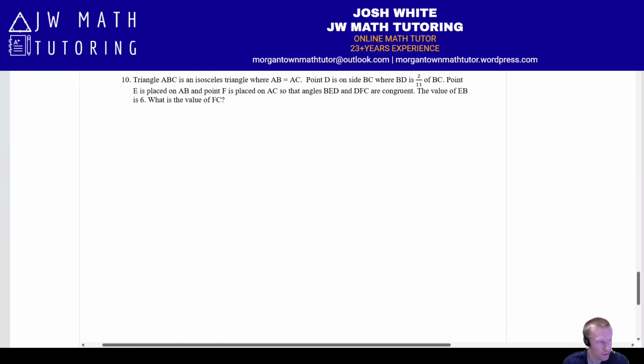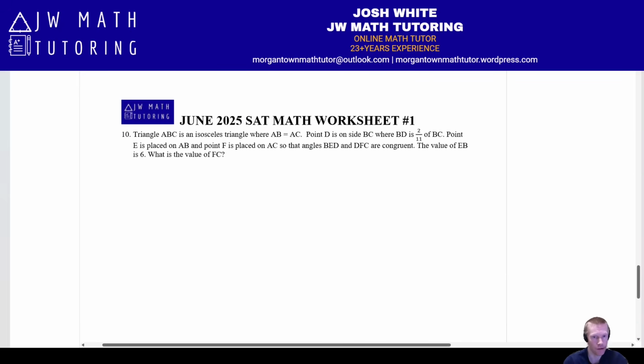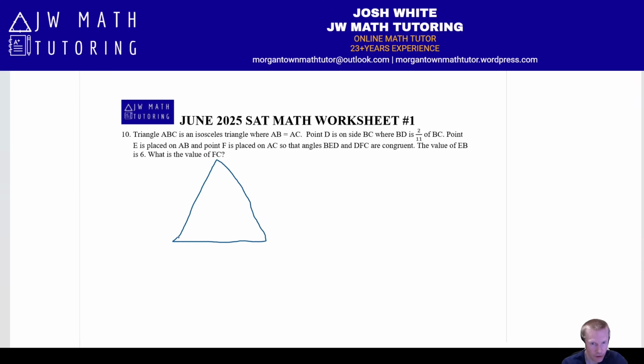All right, let's look at question number 10. This one deals with similar triangles. This is actually a repeat question. This one has been featured on the SAT before. Basically, you have an isosceles triangle. So we have A at the top here, and we have B and C down here, because we know AB and AC are congruent.